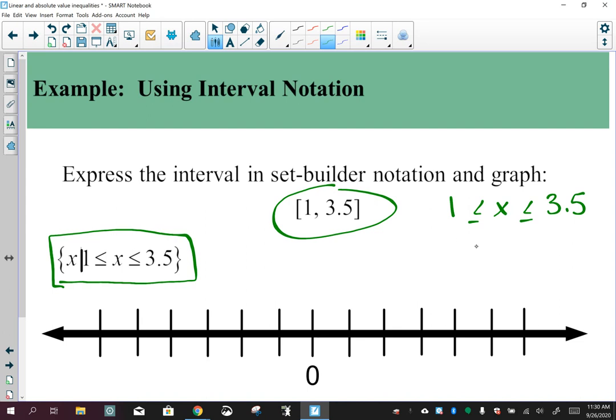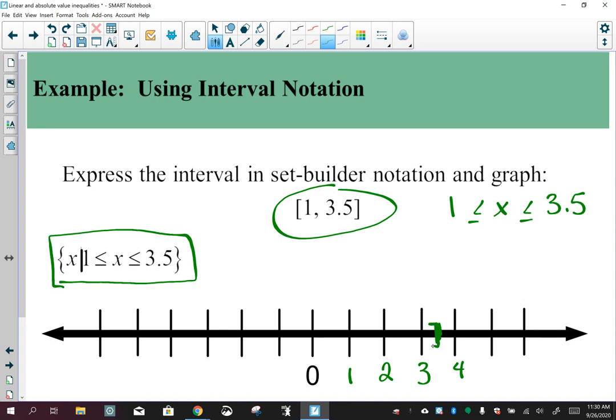So you'll take this piece of information here and plug this into your set builder notation, and then that's how these two are going to be related. In terms of graphing, you can do it with an open dot or a closed dot, or you can do it with a parenthesis or a bracket, your choice. But we need to go from 1 to 3.5. So here's my 0. So there's 1, 2, 3, and 4. So 3.5 is about right here.